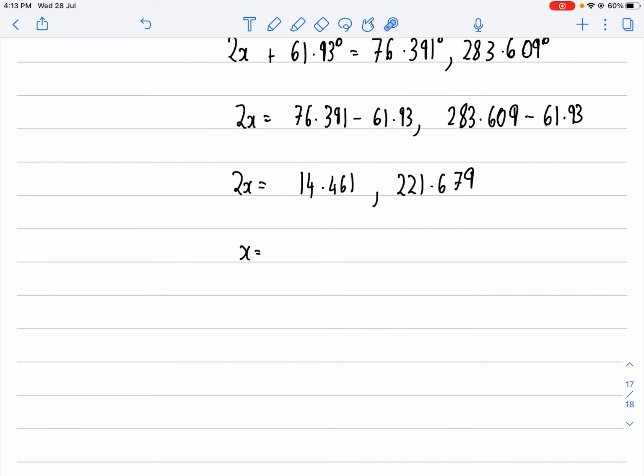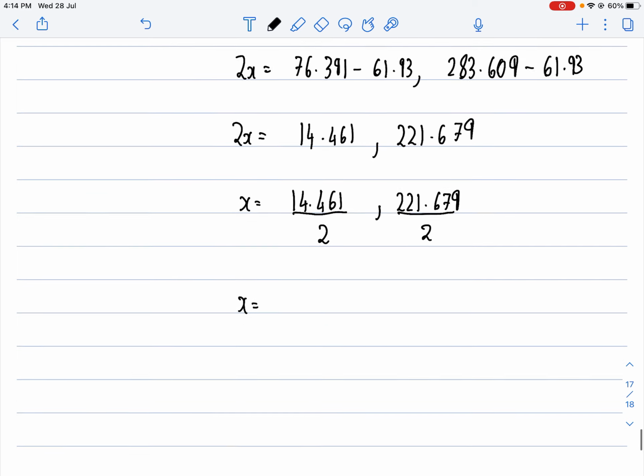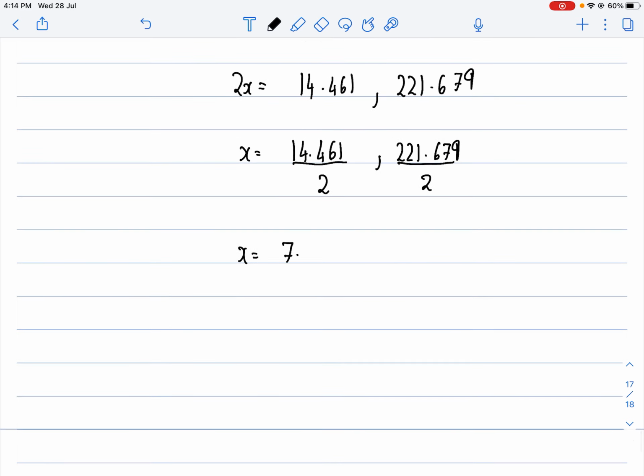Basically I can divide each of these values by 2. Correct? So I'll write it for you so that there's no confusion. I'll get 14.461 divided by 2, comma, 221.679 divided by 2. Correct? So I get my x as 7.2 degrees, comma, 110.8 degrees, which is the final answer.